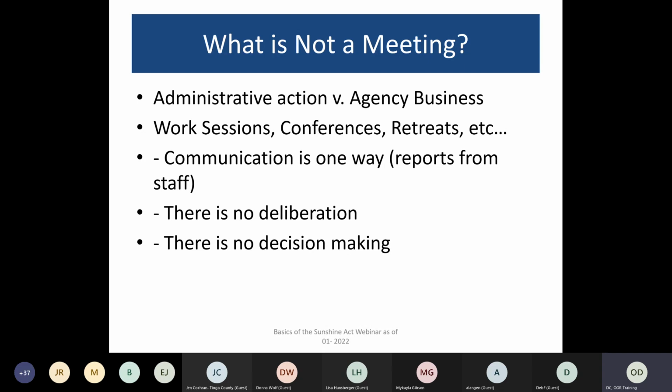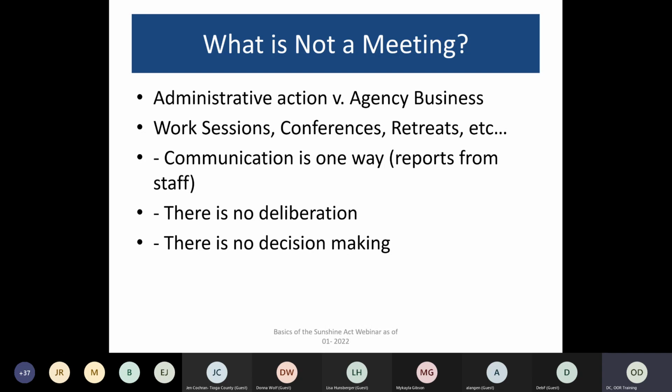But then they'll also have monthly work sessions. Work sessions are held for educational purposes. It is a gathering of the board where the superintendent or principals or assistant superintendents and all the staff people that they have will make presentations to the board on ongoing projects, on matters of import that the board wants to be educated on so that they can make informed decisions at the business meetings.